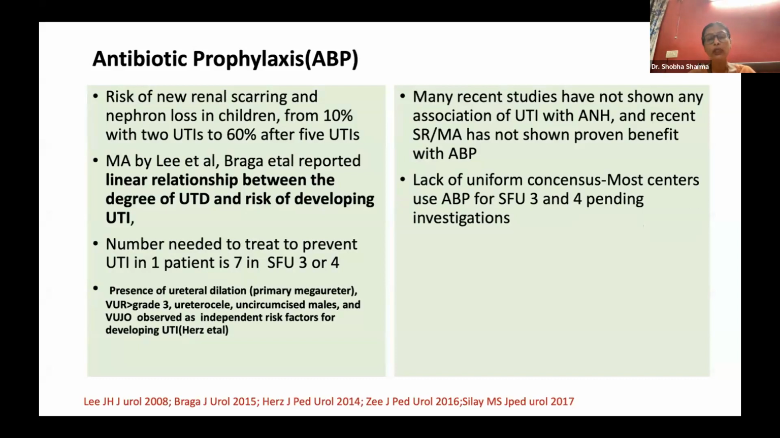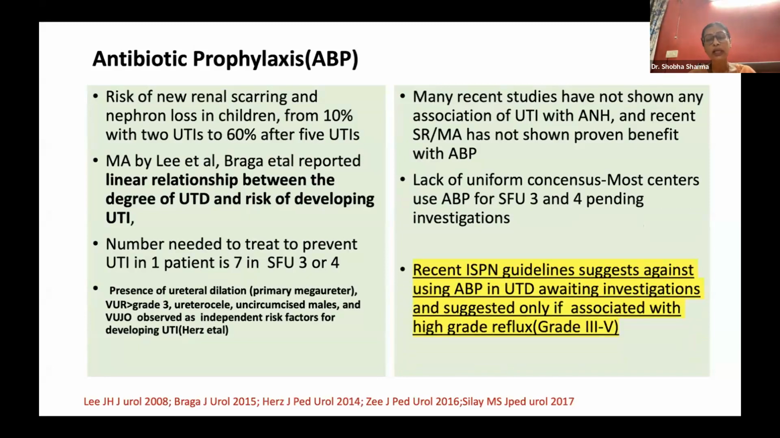But the newer ISPN guideline, which will be out soon, probably at the end of this year, has suggested against the use of antibiotic prophylaxis in just SFU 3 and 4, and has suggested that it should only be used if there is high grade VUR, that is grade 3 to 5.